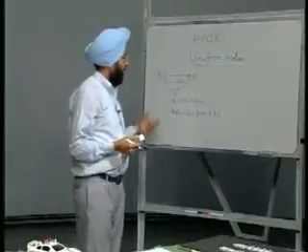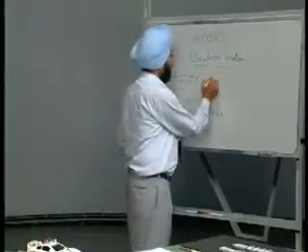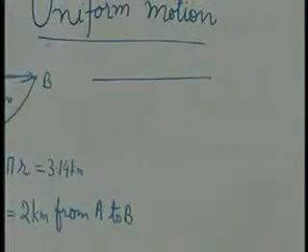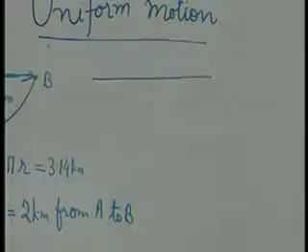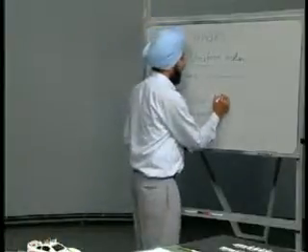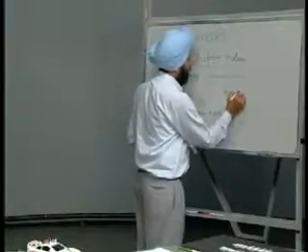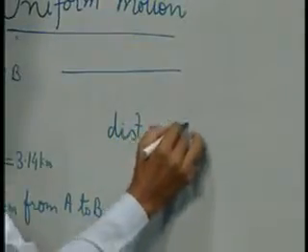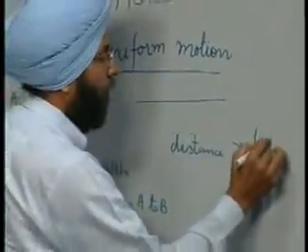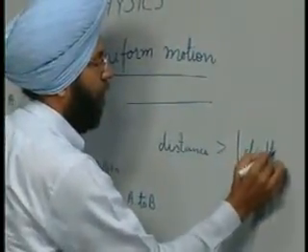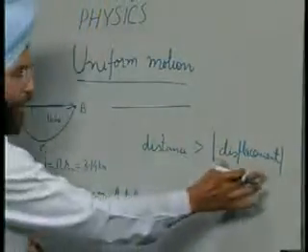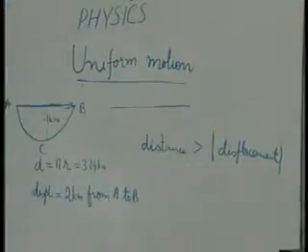So, we can see if the path is a straight line in the same direction, distance and magnitude of displacement are same. Otherwise distance is always greater than the magnitude of displacement. Displacement is a vector, distance is a scalar.